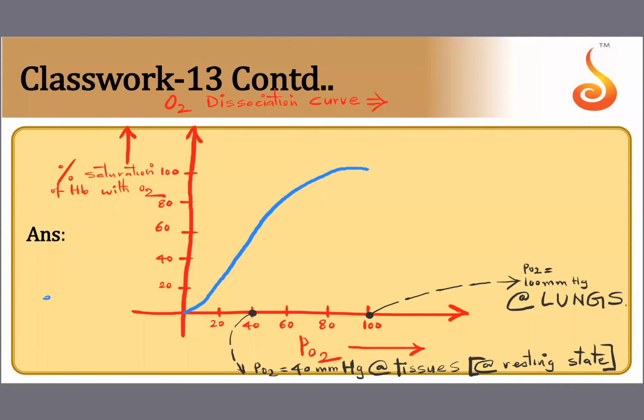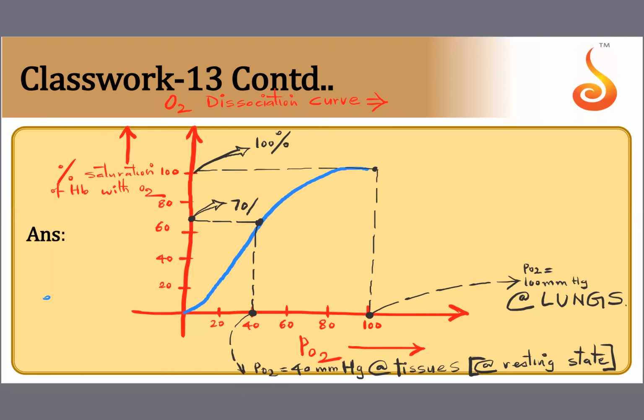Now how do I know what is the saturation level? You know what I should do now? I should extend a vertical line from this 100 millimeter mercury to the curve, and then extend a line to the axis. See, I'm getting a saturation of 100%. Same thing I will do for the tissue now. I will extend this partial pressure of 40 to the curve, and I will extend a horizontal line. Say for example, I am getting a percentage saturation of 70%.